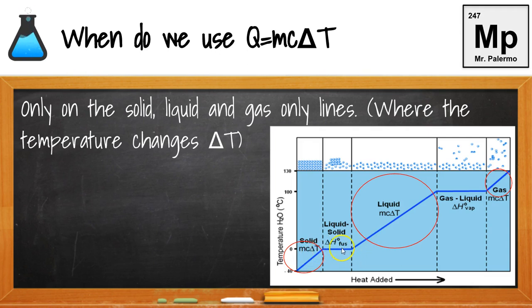During the phase changes, there's a plateau here, and you notice if you go across to the y-axis, which is temperature, there's no change in temperature during a phase change. And so we can't use the equation Q equals mc delta T because there's no delta T. It would be 0, and if it's 0, then all of our calculations would come out to be 0. And since we are adding heat, we know there has to be heat involved in our phase changes. So we have to use two different equations.